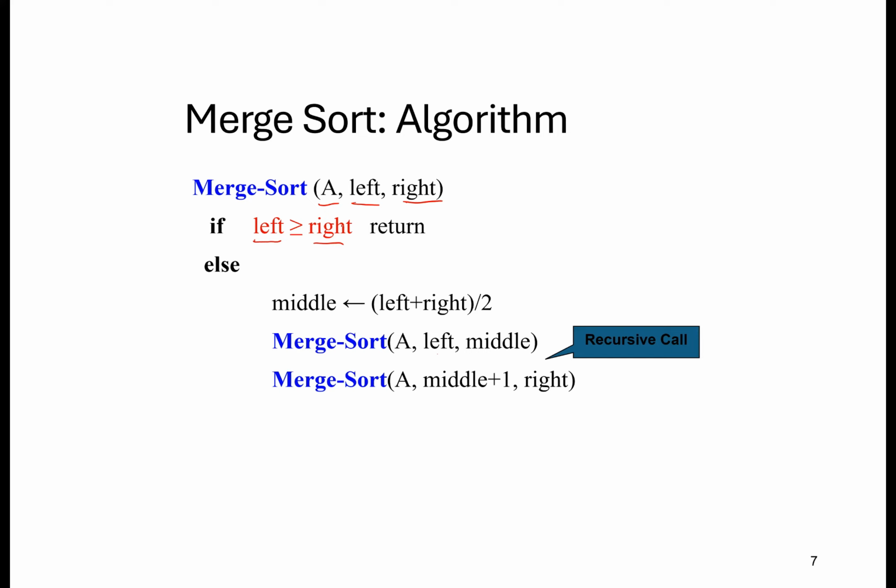If the left index is equal to the right index, that means one element is left, and that is where we stop. We know that one element is already sorted, right? Okay.